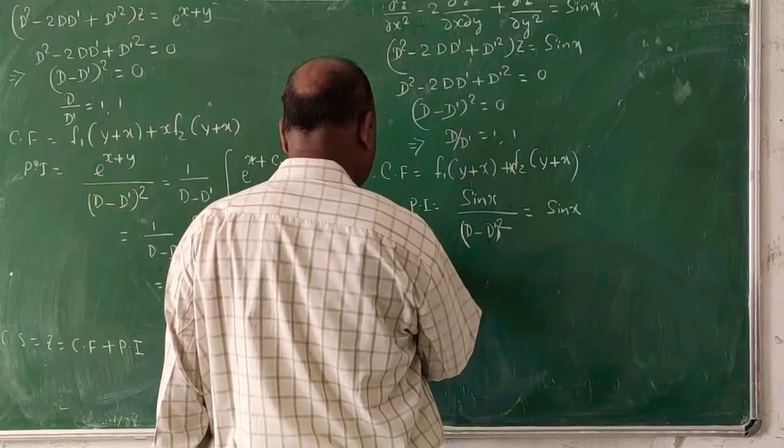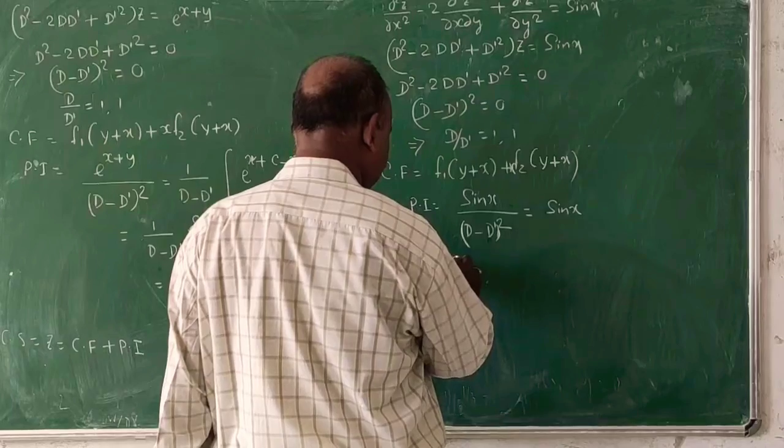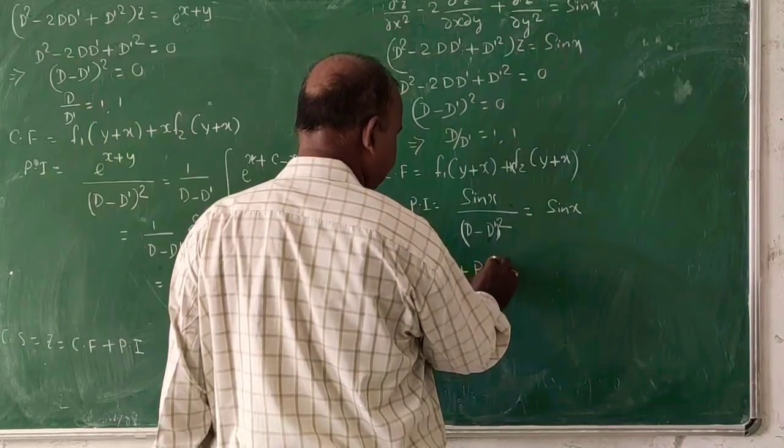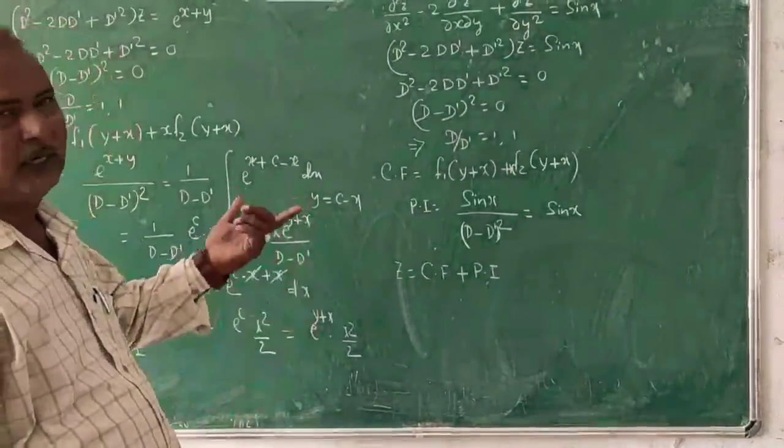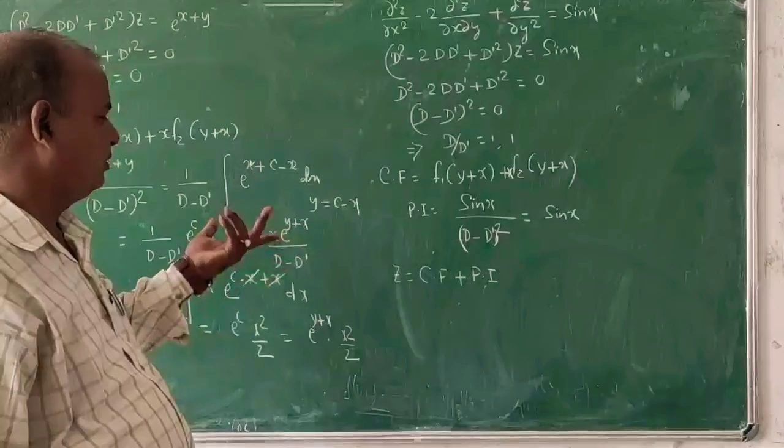So the complete solution is z is CF plus PI. Write the CF, and the PI that you got, sin x, and so z is this.